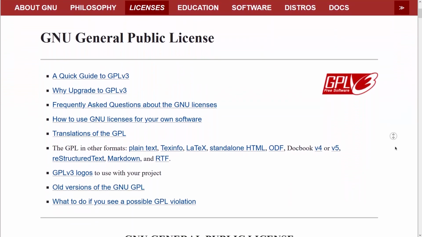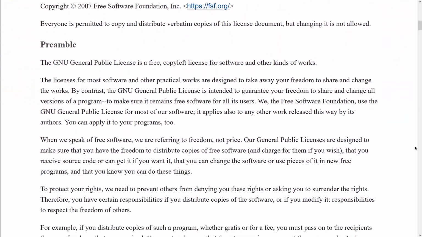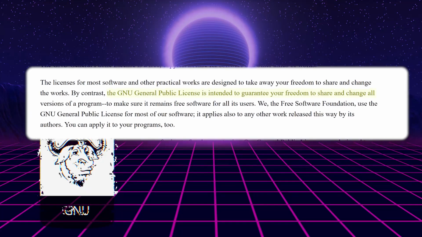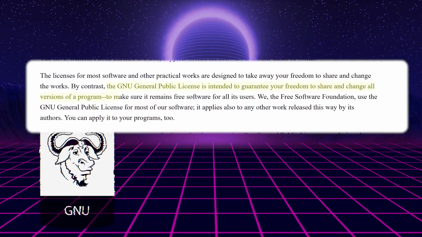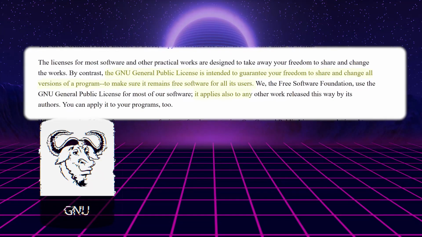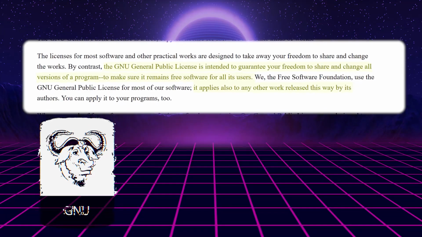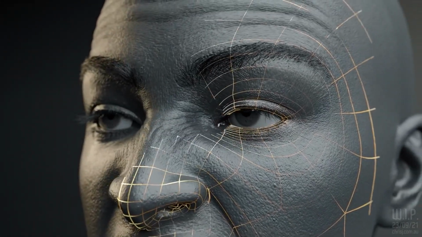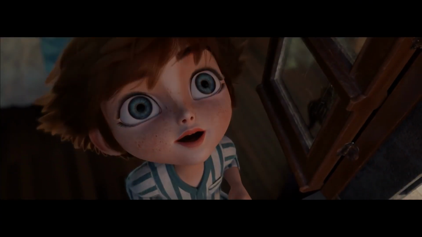The official website of the GNU says, "The GNU General Public License is intended to guarantee your freedom to share and change all versions of a program, to make sure it remains free software for all its users. It applies also to any other work released this way by its authors." With Blender being free, many things are now possible, and the evidence is what we have seen in recent years.